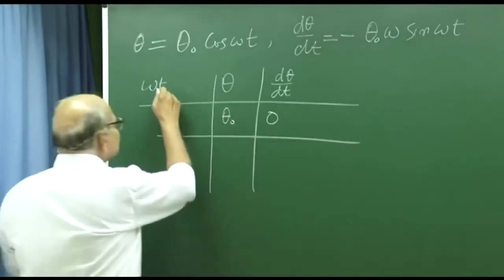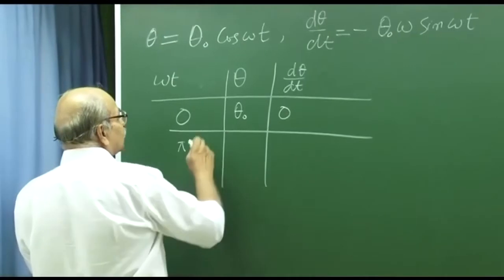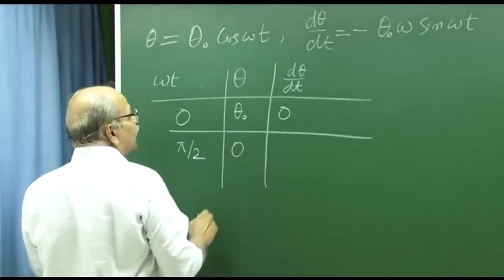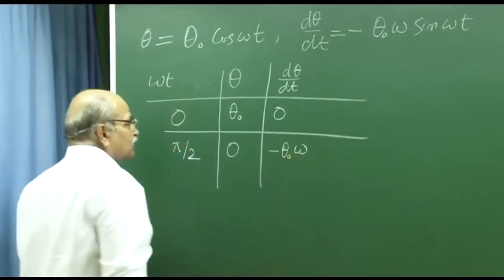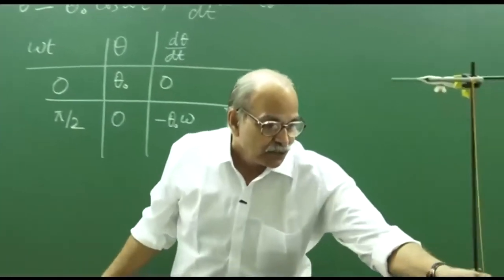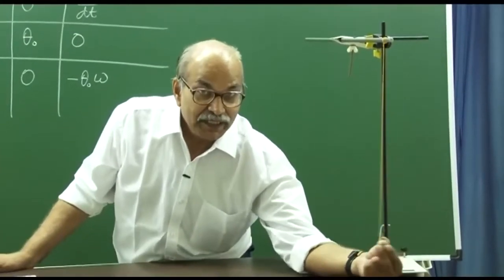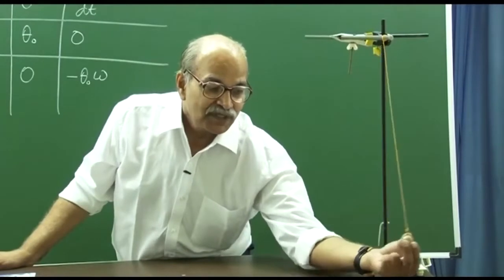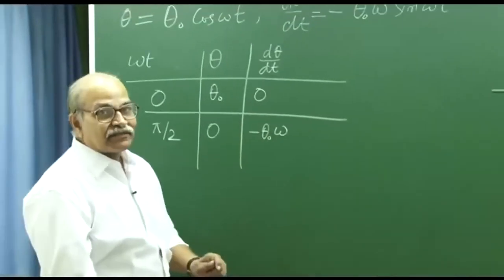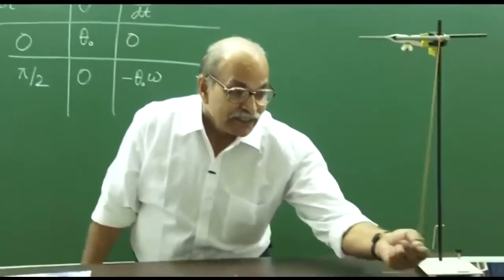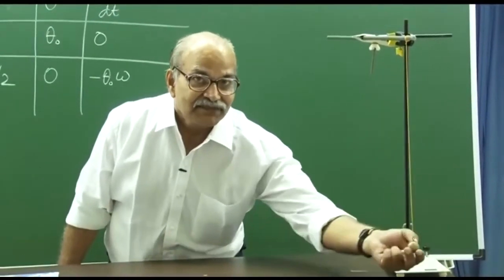Similarly, you can go for other values of omega t. Suppose it is pi by 2, what happens? Cos of pi by 2 will be 0 and sine of pi by 2 will be 1. So, the angular velocity is minus theta naught omega. Theta equal to 0 means during the oscillation, it has come to the middle point, to the equilibrium position. It is going in which direction? It can go towards left, it can go towards right. So that also comes from here. It is minus theta naught omega, so it is going in the negative direction. So it is going in this direction. During the oscillation, it is passing through the middle point, going towards this negative direction.